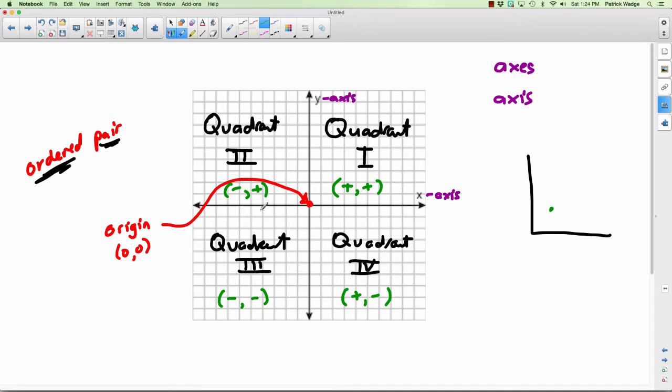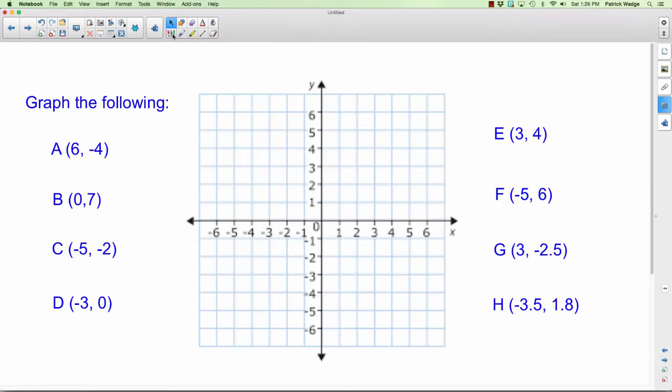Okay, let us graph some points. We're going to graph 8 points here. I'm not going to do them in the order that I've written them. I kind of put them in a weird order. I'm going to start with this one.